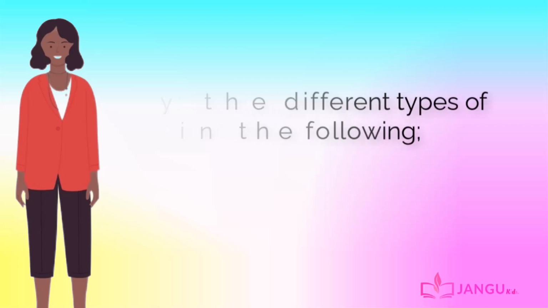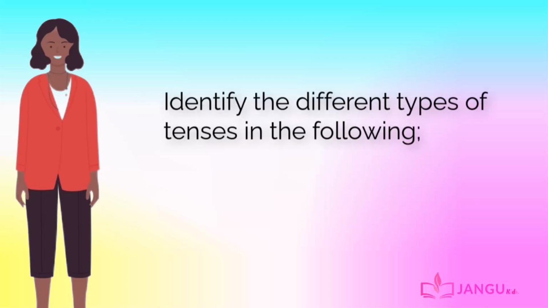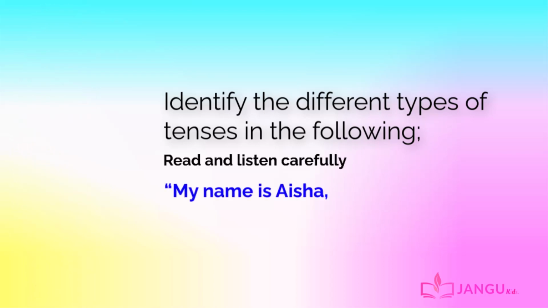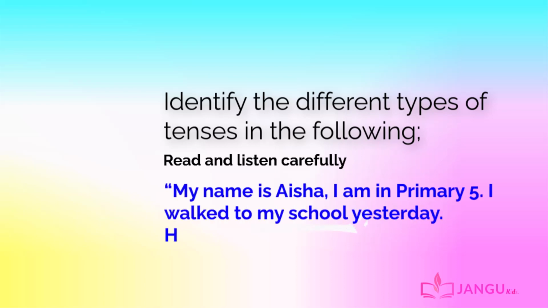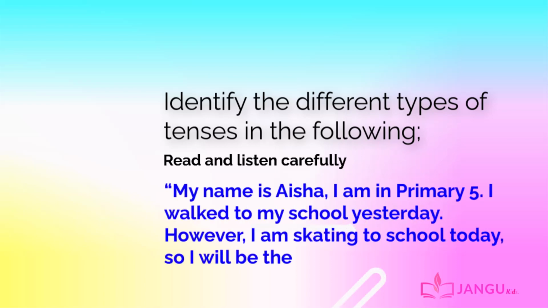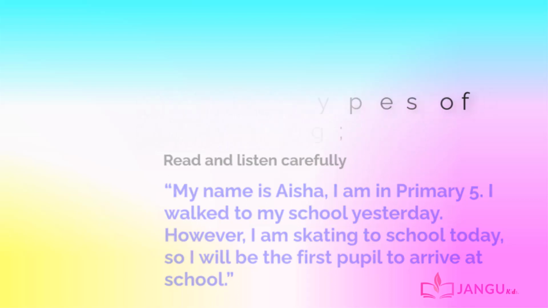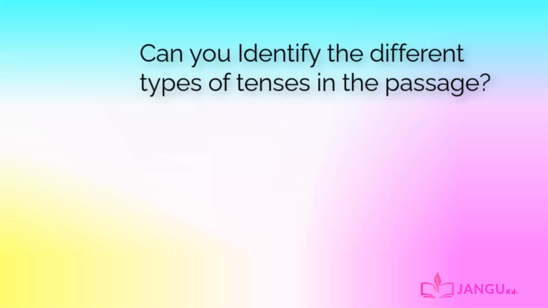Now, let's practice with the following passage to see if you can identify the different types of tenses in it. Read and listen carefully. My name is Aisha. I'm in primary 5. I walked to my school yesterday. However, I am skating to school today. So I'll be the first pupil to arrive at school. Can you identify different tenses in the passage? Let's take a look together.